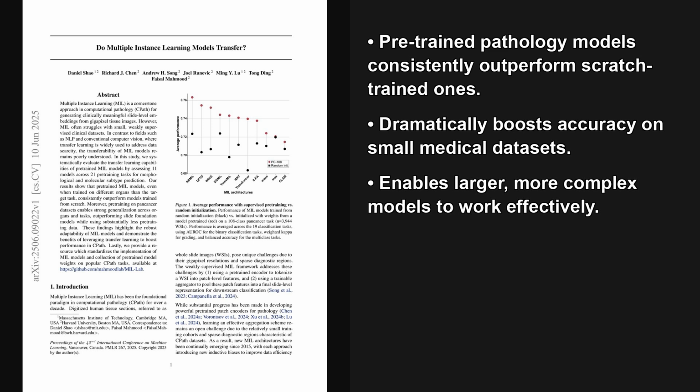Today we're looking at a really interesting paper called Do MIL Models Transfer? It explores a key challenge in computational pathology, which is the field of using AI to analyze medical images of tissue. The paper focuses on a method called multiple instance learning, or MIL. This approach is designed to analyze huge gigapixel tissue slides, but often struggles with the small datasets common in clinical settings. The researchers systematically tested if transfer learning could help, and the answer is a resounding yes. Pre-trained multiple instance learning models consistently outperform those trained from scratch.